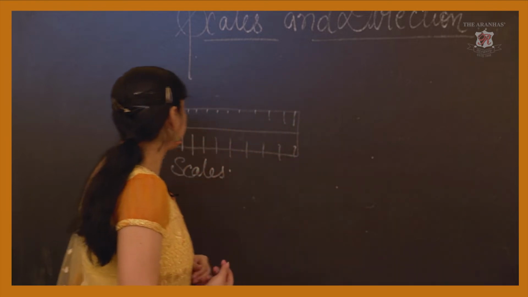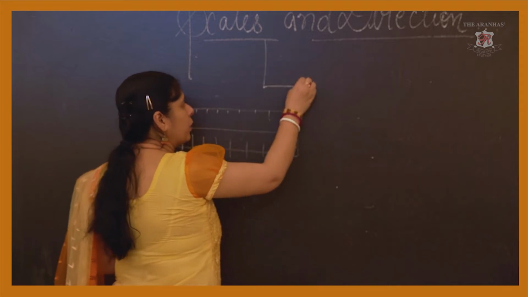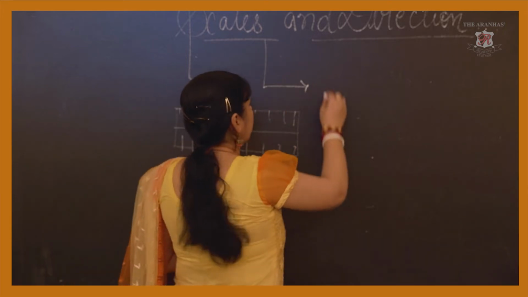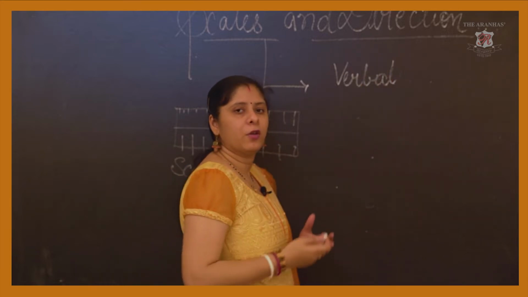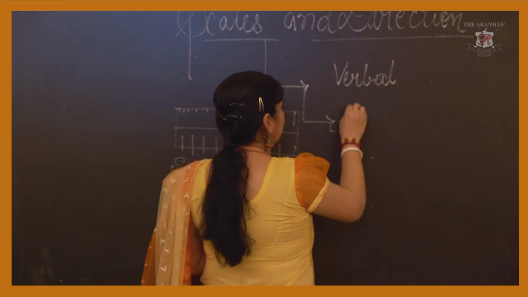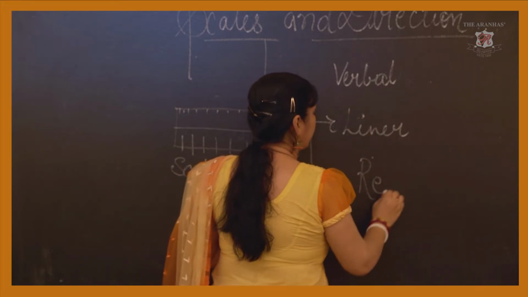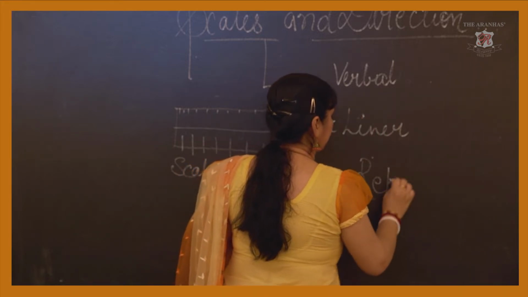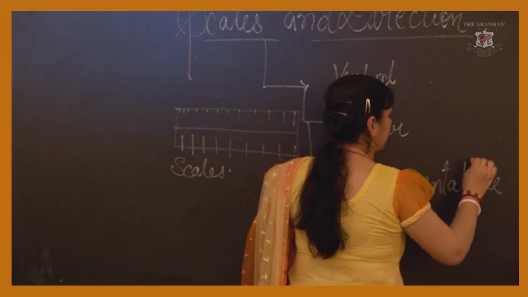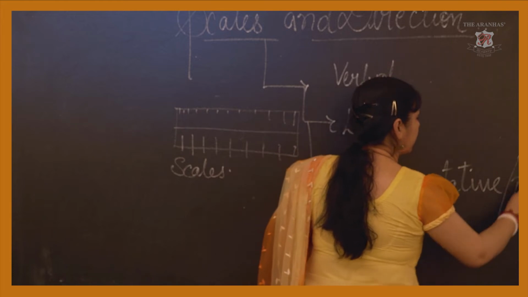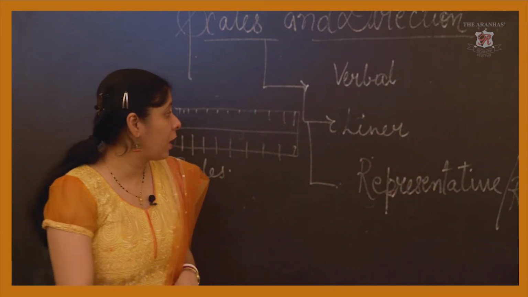Now, the scales that I am going to discuss here are further divided into three parts. That is the verbal scale, which can be called a statement or a word. Then the linear one, and then the representative, or we can say ratio. Okay, so these we are going to discuss.